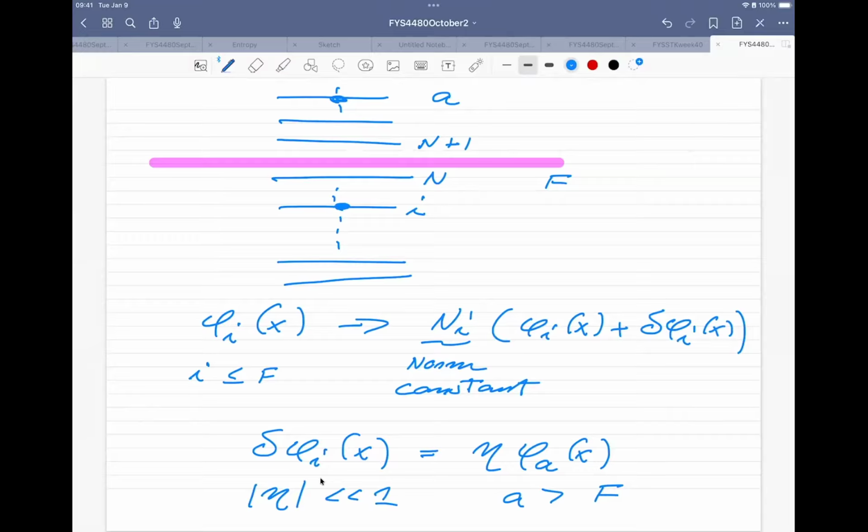So if you're thinking of atomic physics, this could, for instance, be a 2s state in beryllium, and this could be a 3s state above the Fermi level. And you could then look at the 2s state having a smaller mixture from the 3s state. Okay?